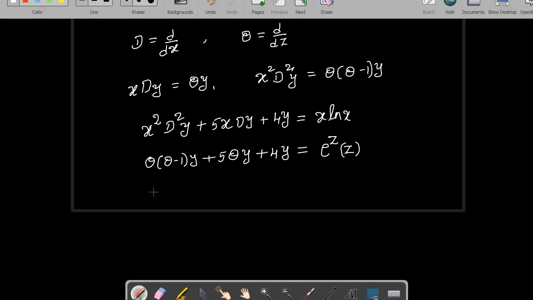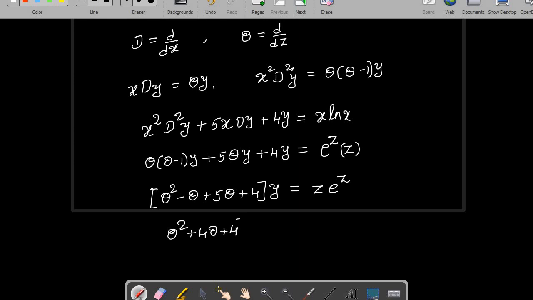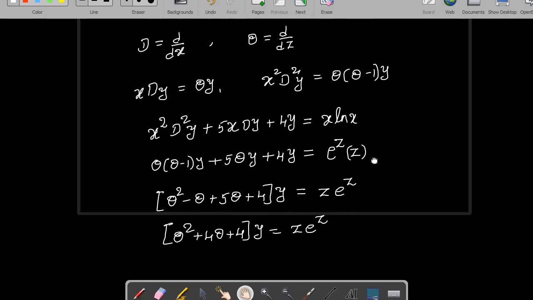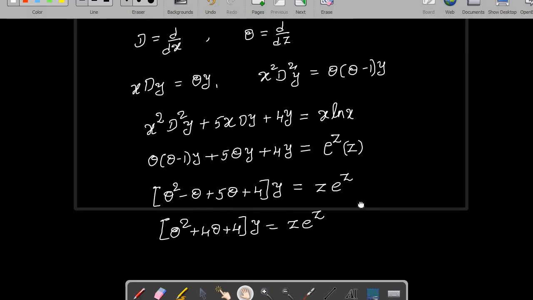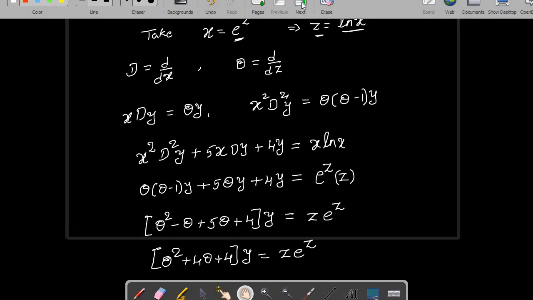So now let's simplify this one. We can take y out: theta square minus theta plus 5 theta plus 4, of y equal to z into e power z. Now if you simplify, this is theta square plus 4 theta plus 4 of y equal to z e power z. Right, so now it's a differential equation with constant coefficients. So let's try to solve this.